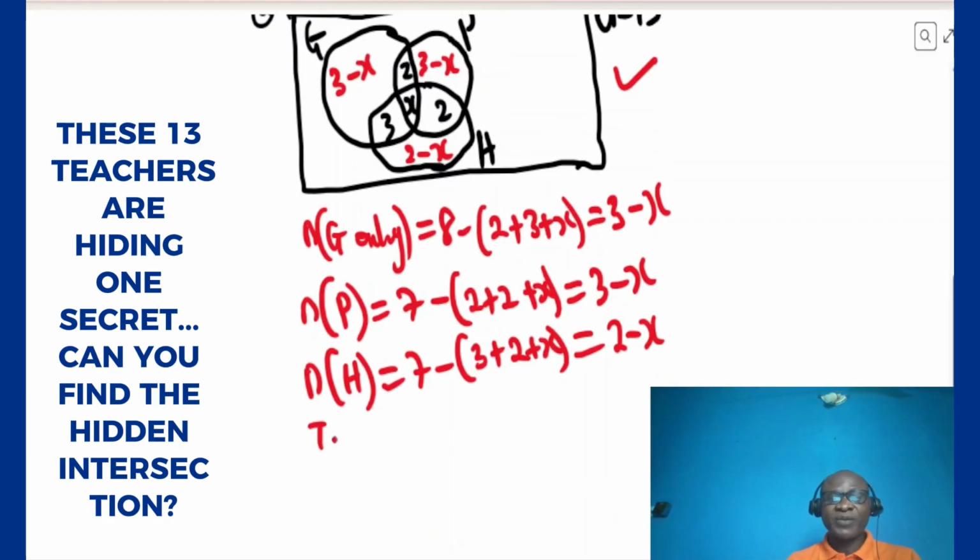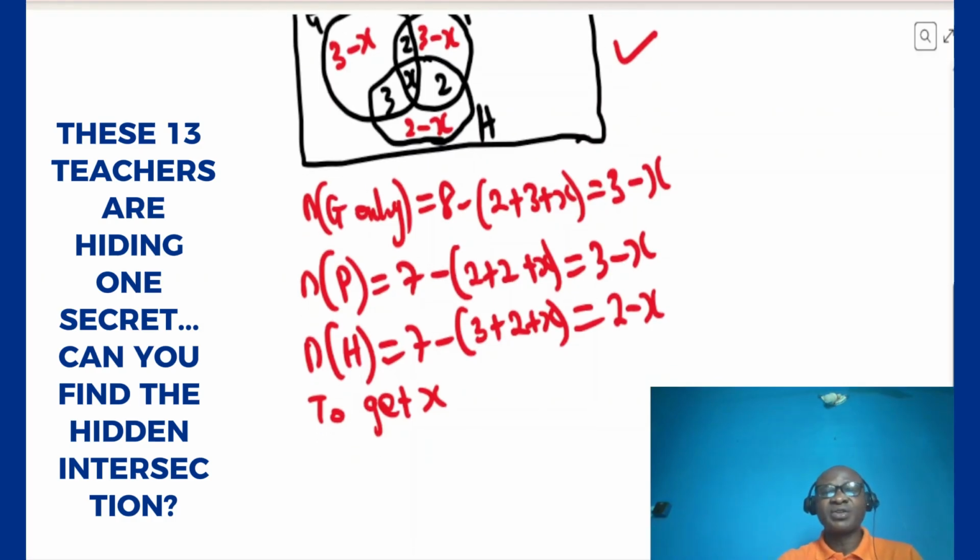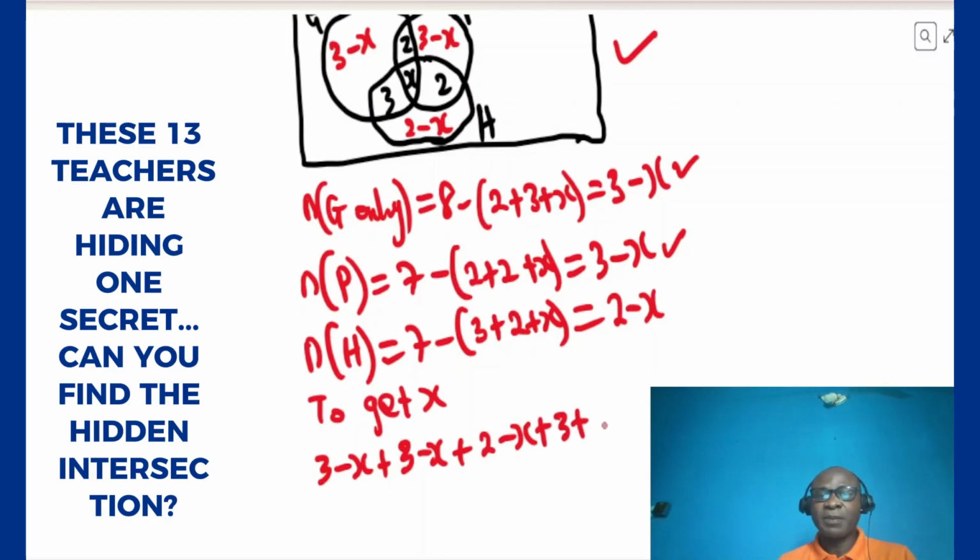And what does X represent? The number of teachers who teach the 3 subjects, geography, government, and history. What we are going to do is begin to add. First, 3 minus X plus 3 minus X again. That is these 2 of them from the Venn diagram, plus 2 minus X. Then the next thing I will add are the numbers there, which is 3 plus 2 plus 2, then plus X.